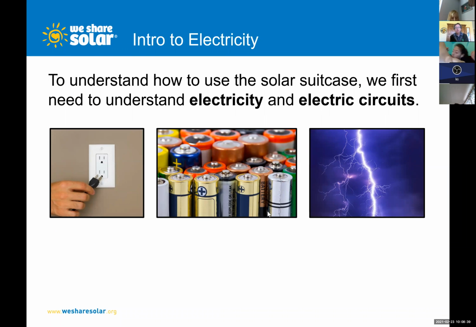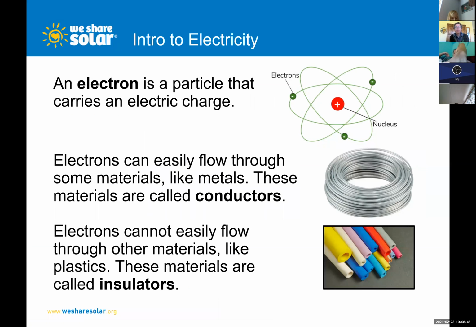So as a little introduction to electricity, we're going to learn, on a very basic level, how electricity works. An electron, you may have learned in science class, is a particle that carries an electric charge. Atoms are made of electrons and protons and neutrons, and we're not going to get into all that. But in reality, electrons are what make electricity happen. Electricity is electrons moving through some sort of material, usually in our case, a wire.